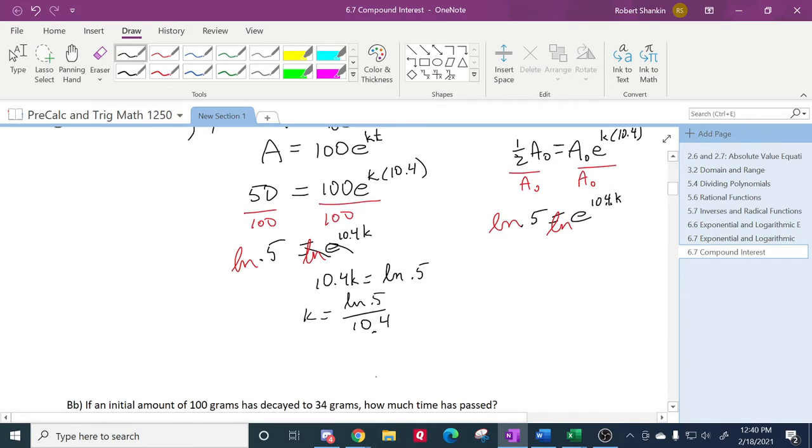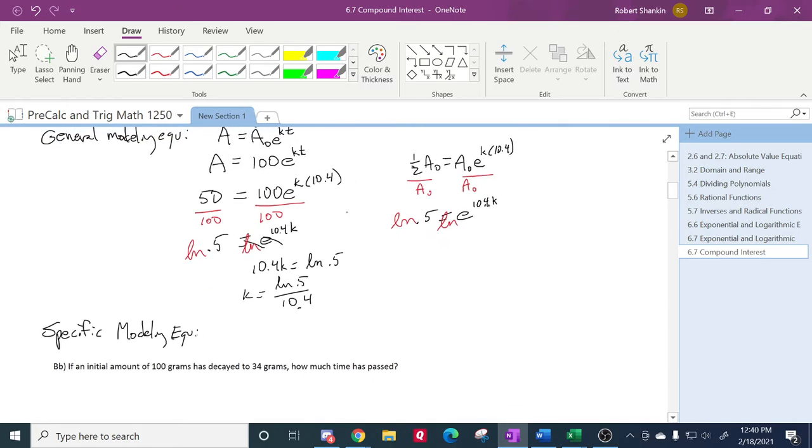I can just rewrite my specific modeling equation now. It's what we had written before. A equals, we put 100 for the a0, we put this in for the k, and then t. That's my specific modeling equation.